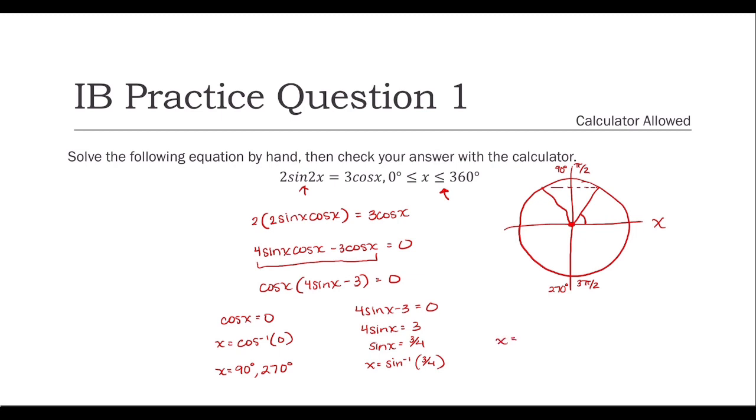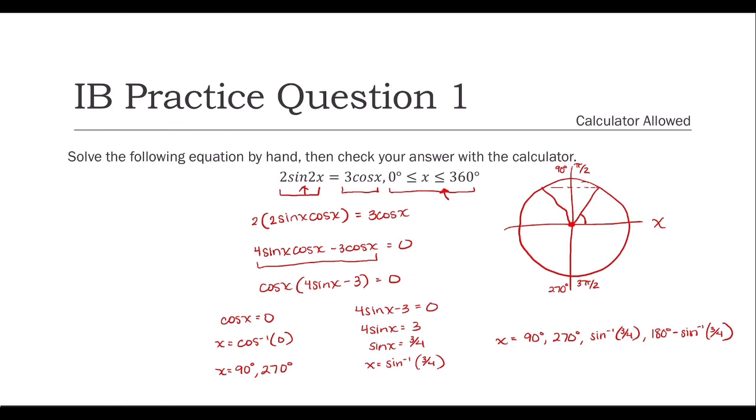So we have x equals 90 degrees, 270 degrees, the inverse sine of 3/4, and 180 degrees minus the inverse sine of 3/4. So we can double check this with the calculator by entering this part into y1 and this part into y2 and changing our window to be from 0 degrees to 360 degrees. So you'll also want to make sure that your mode is in degrees now instead of radians.